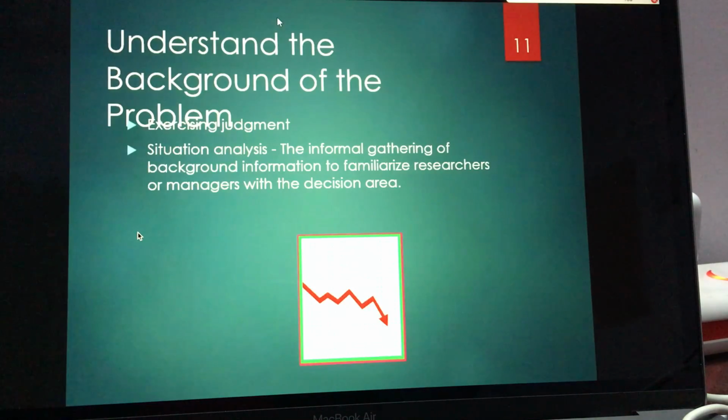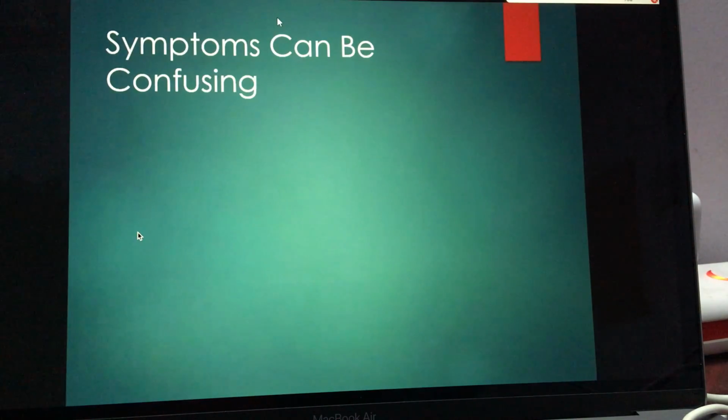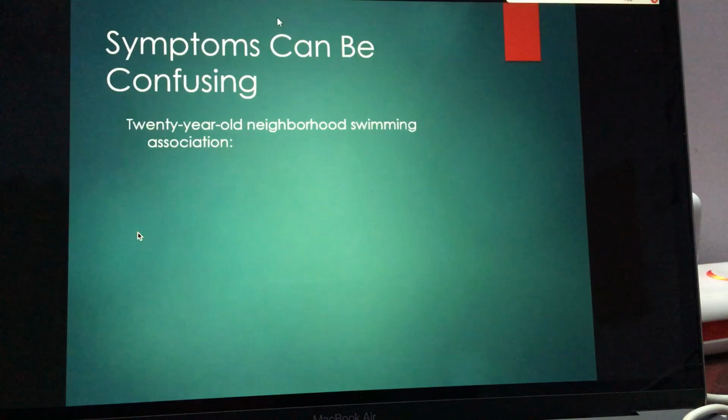That is what we call situation analysis. So it must not be just symptoms. Symptoms can be very confusing. This is an example they give in the book I recommend. Here the problem is a neighborhood swimming association.